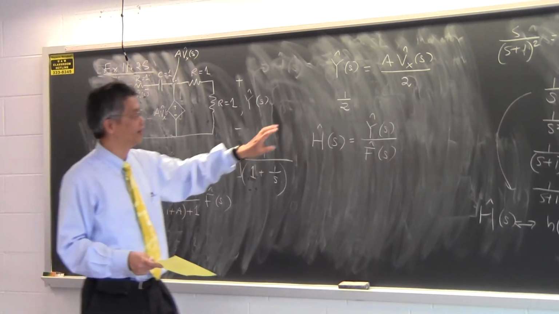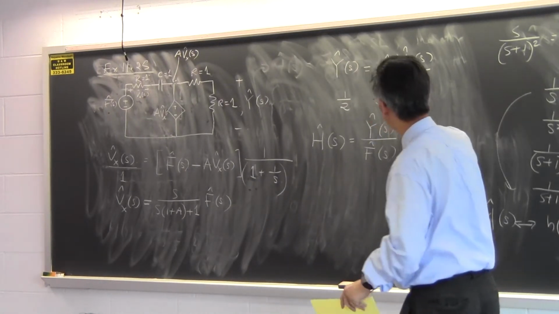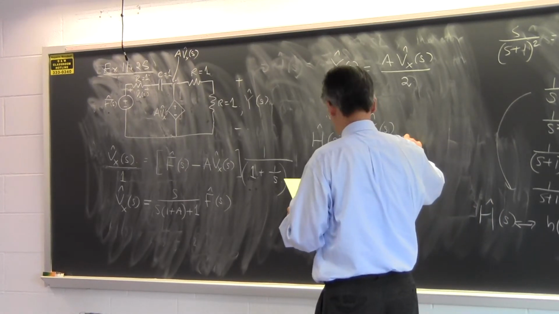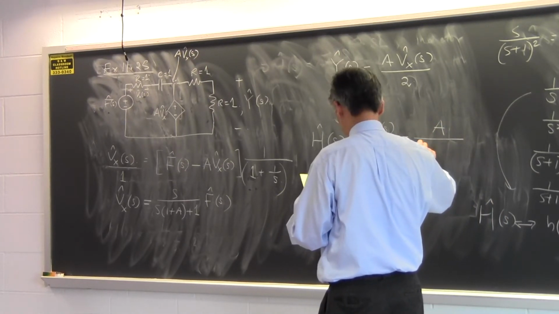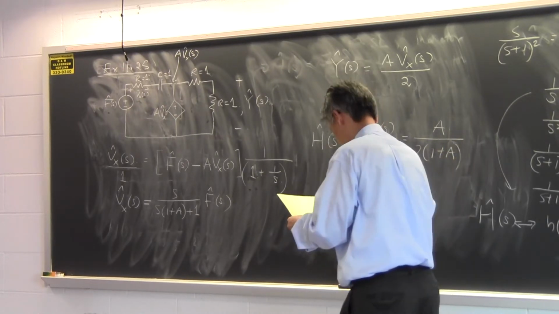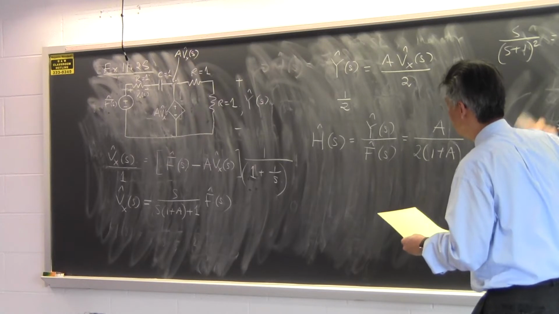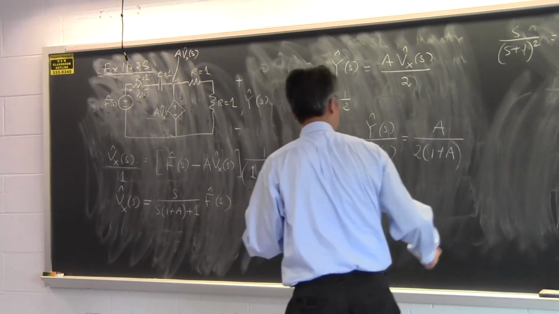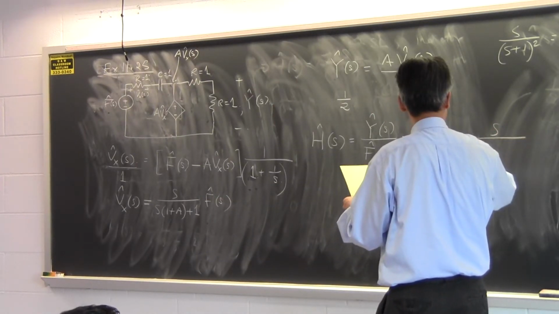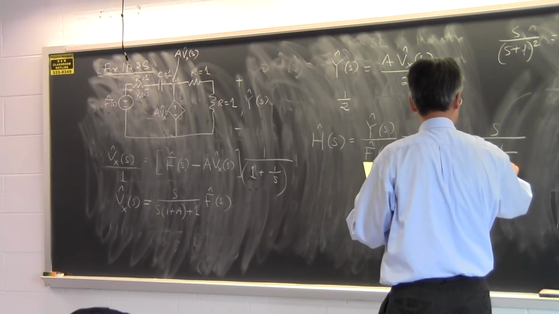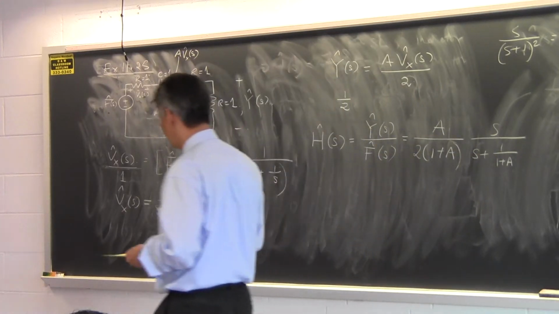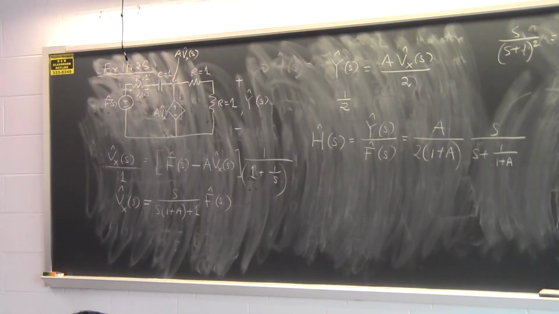I can substitute that in there, okay, and obtain the relationship between this and that by doing some algebraic manipulation. And so what you get is something like A over 2 into 1 plus A, and then divided by some of this thing that you have over here, okay? And you get S over S plus 1 over 1 plus A. Okay, that is my transfer function that I get. You want me to go into some detail in deriving this, or is it okay that you accept that as the answer?